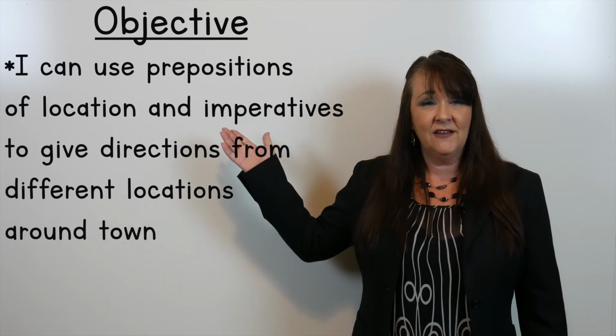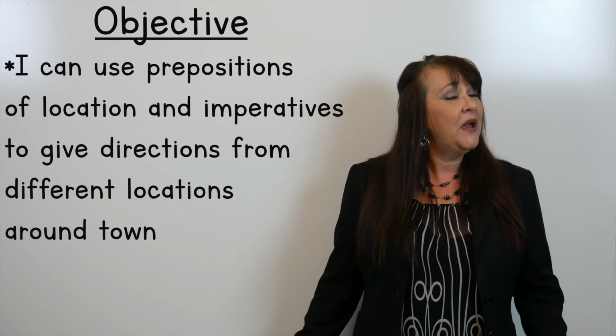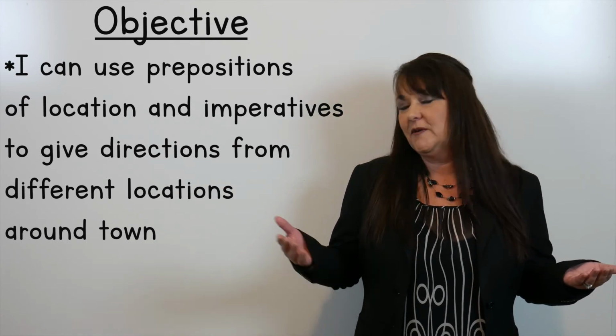How'd you do? I bet you did great. You could practice speaking these directions to yourself. That would give you some practice with pronunciation. But for now, let's look at our objectives and see how we did with our writing. Can you use prepositions of location and imperatives to give directions from one place to another? We had some practice with that, didn't we? So that concludes today's lesson.